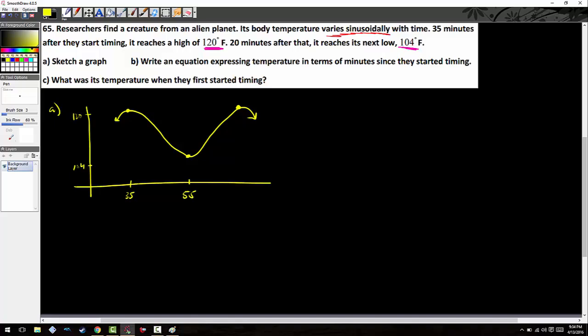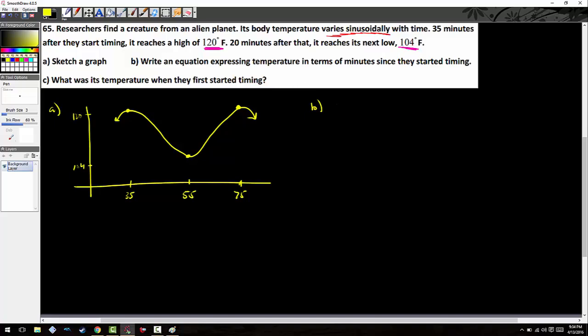Now, if the first high point is at 35, and the low point is at 55, it stands to reason that if this alien's body temperature varies sinusoidally with time, the next logical time at which the body temperature is going to be at 120 is 20 minutes after this 55, or 75 minutes. Okay? So we just sketched a graph, and now we need to do part B, write an equation expressing the temperature in terms of minutes.